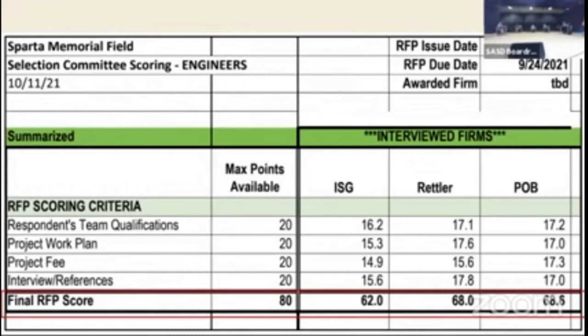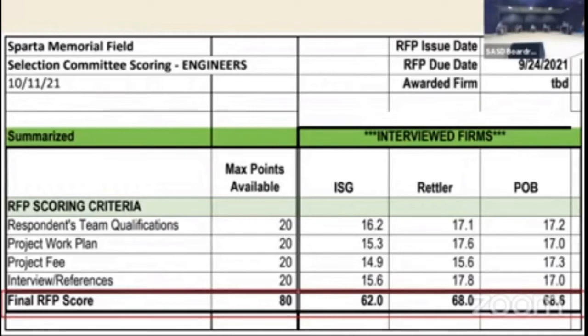As you look here, I want to point out the project fee. That's one where Point of Beginning came out a lot lower, about 80 to 90,000 less than Rettler. However, the project work plan came in a little bit higher for Rettler, and the interview as well. Point of Beginning used to work for Rettler, so they had a lot of the same philosophy, the same work ethic, and the same information. We liked them both.